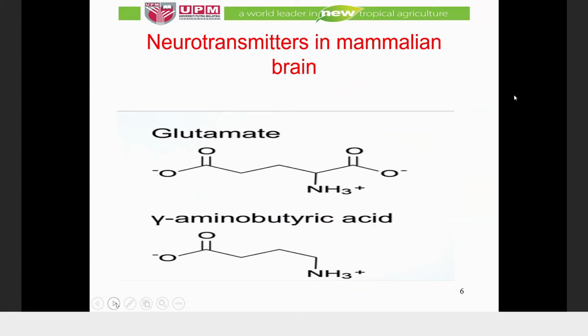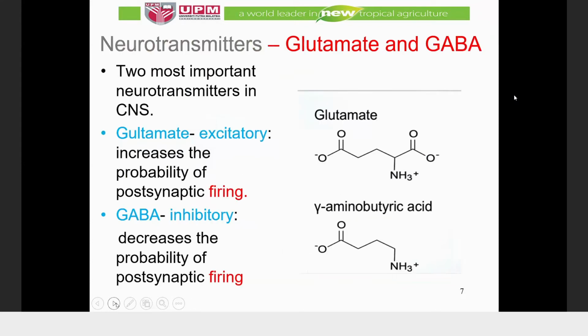So this communication also takes place through neurotransmitters. There are many neurotransmitters in the mammalian brain, but I'm focusing here on the ones we will be dealing with during our specific part of the anesthesia. There are two major ones: glutamate and GABA, gamma-aminobutyric acid. So there are two most important neurotransmitters.